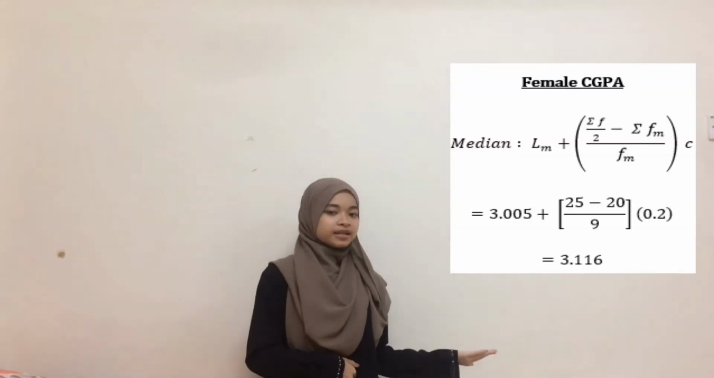Based on the calculation shown, the median for male is 3.387 and the median for female is 3.116. It shows that the median value for male is 0.271 higher than the median value for female. Okay, now I will explain about the variance and the standard deviation for CGPA.